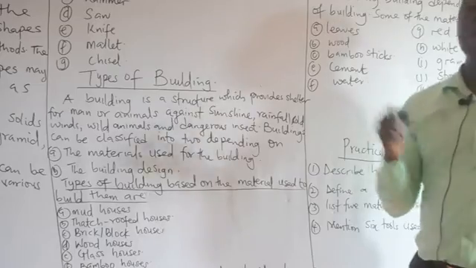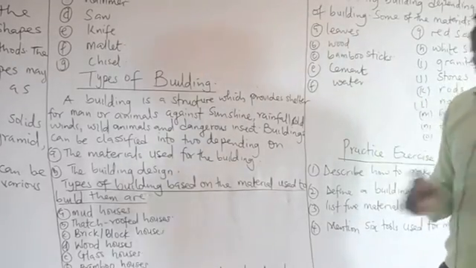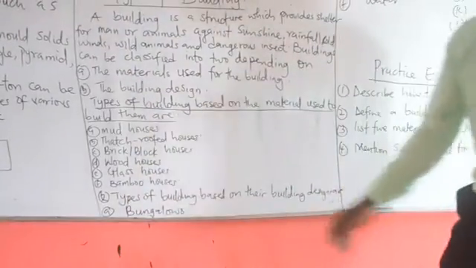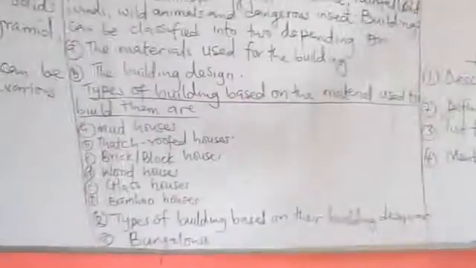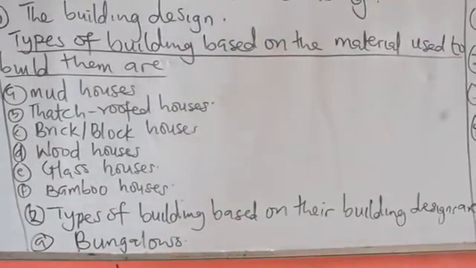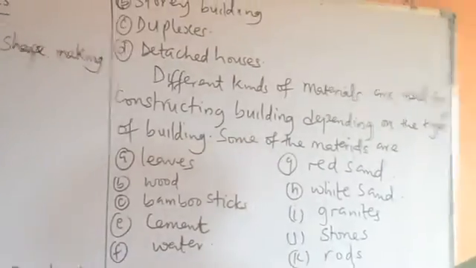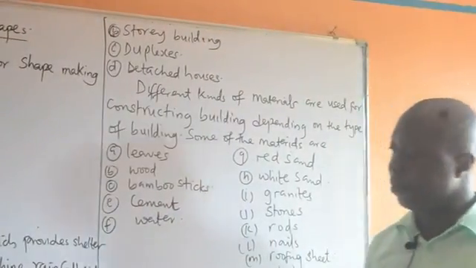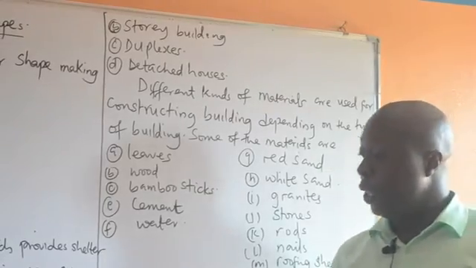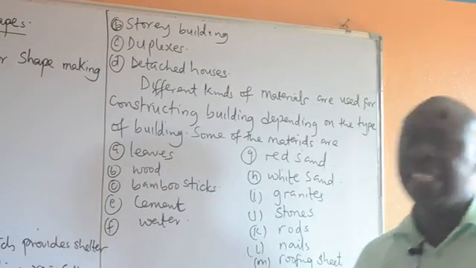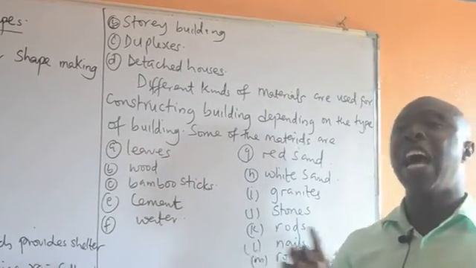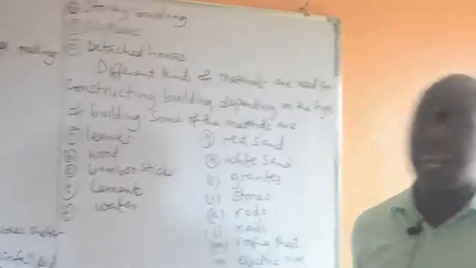So we also have type of building based on their building designs. Under this type of building, based on their building designs, we have the bungalow, which is commonly found in the city. We have story building. We have duplex. We have thatched houses, etc. Type of building based on their building design is based on how that particular building looks like.